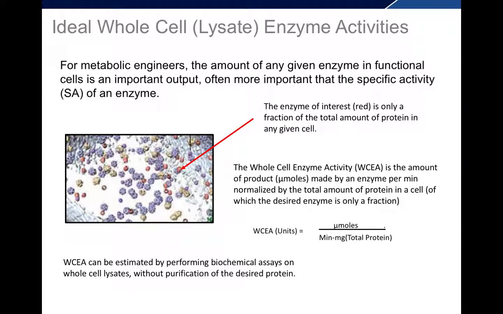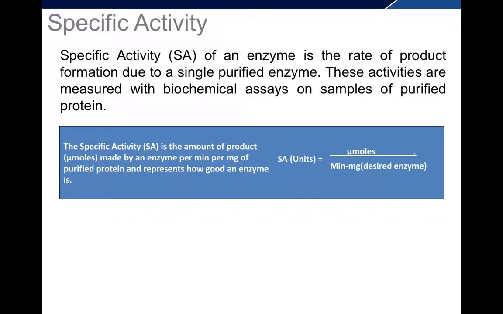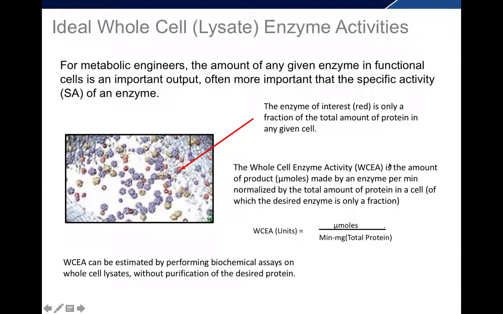Now, this is different in many ways, although the units are similar, from the concept of a specific activity. So, specific activity of an enzyme is the rate of product formation due to a single purified enzyme. So, these activities are measured with biochemical assays on samples of purified protein. And the units are exactly the same. So, it's the amount of product made by an enzyme per minute per milligram of protein, except in this case it's purified protein. So the denominator here is milligram of purified or the desired enzyme, whereas in the whole cell enzyme activity case it's the micromoles per minute per milligram of total protein.